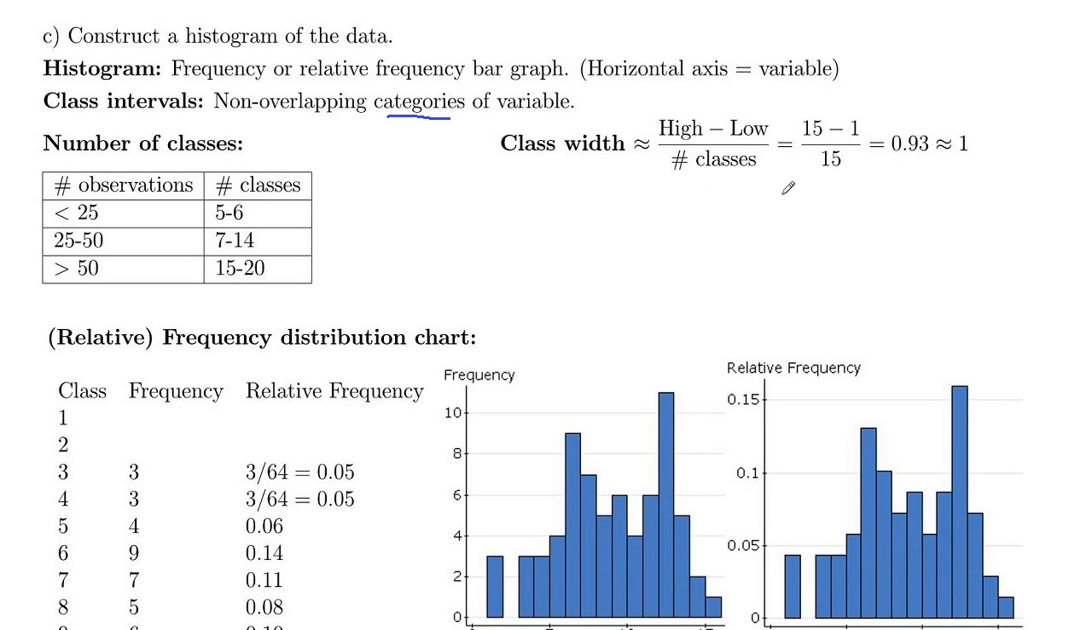So in our case, the high was 15 and the low is 1. And I want 15 classes. So if I do that, I divide that out, I get 0.93. Because I've got a lot of data here. I've got greater than 50 data values. So I'm going to do 15 classes. So that gives 0.93, which will round up to the next whole number 1. So we'll just do classes of 1.